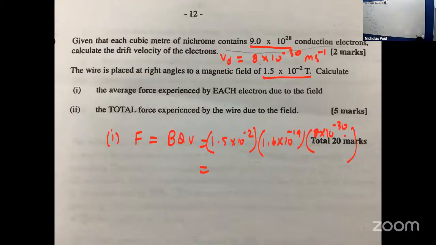Say, got 1.92 by 10 to the negative 50 Newtons. And then, remember we want to check back that V value, right? But we're using that for today. How are we getting the total force now? Yeah, then multiply by the electron number.